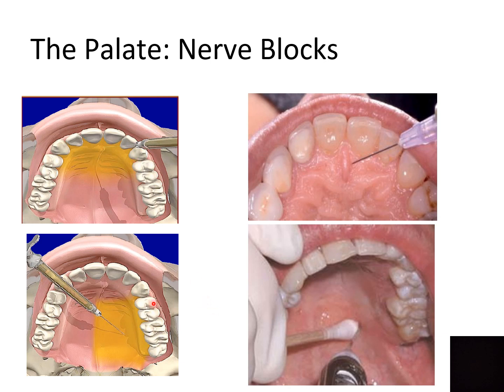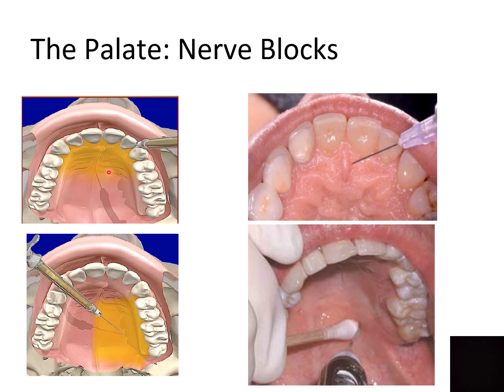For the posterior part of the palate, you would need a greater palatine nerve block, and you would attempt to insert the needle close to the distal aspect of the upper second molar, roughly 1 to 1.5 centimeter medial to the gingival margin. When we say medial, it's close to the midline.